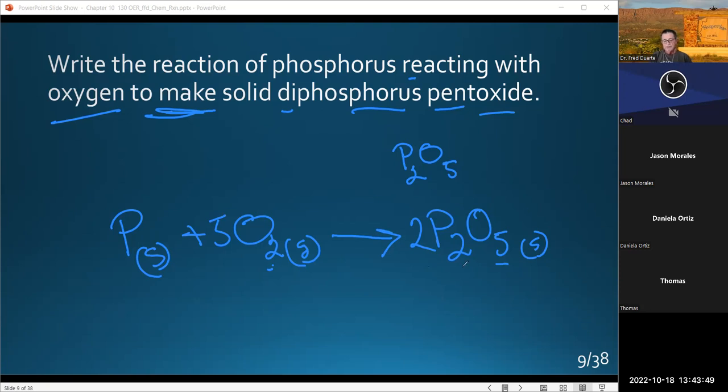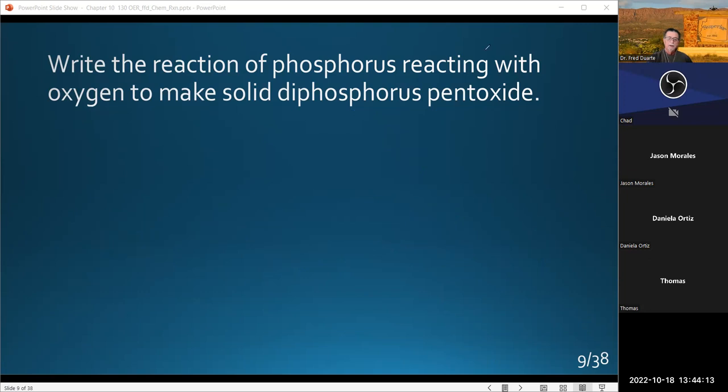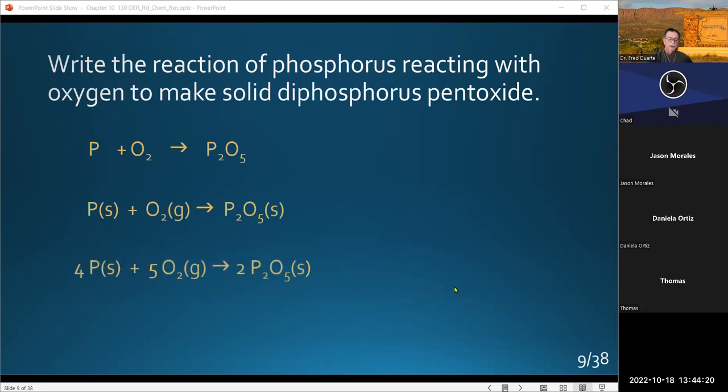And what that did is kicked up our phosphorus to 4. No problem. We put a 4 in front of phosphorus, and we are totally balanced. So now we have 4 phosphorus on the left-hand side, 4 on the right-hand side. 10 oxygens on the left-hand side, 10 on the right-hand side. So we get a balanced chemical reaction. And then our physical states, and that is our balanced chemical reaction.